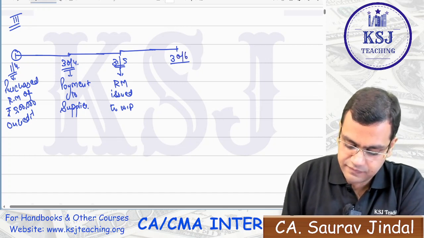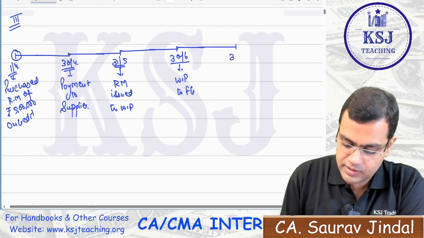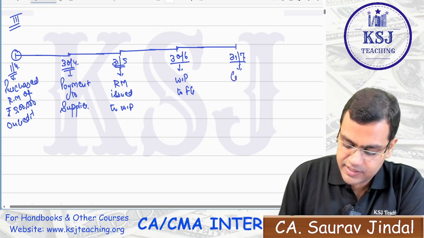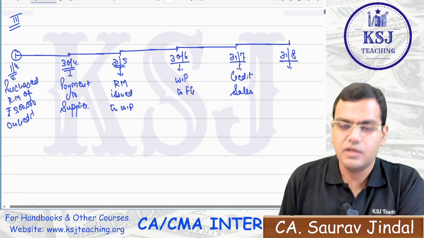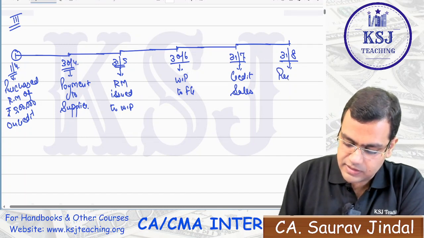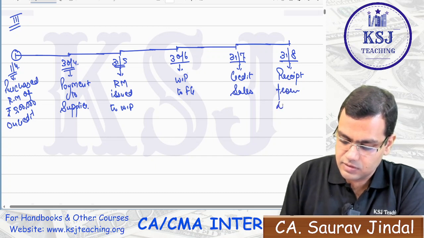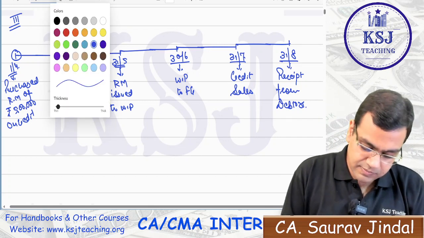On 30th of June, what we have is WIP converted to finished goods, WIP to FG. Then on 31st of July, we have credit sales, and on 31st of August, we have the receipt from debtors, right? This is the receipt from debtors. Now what is happening in this case?